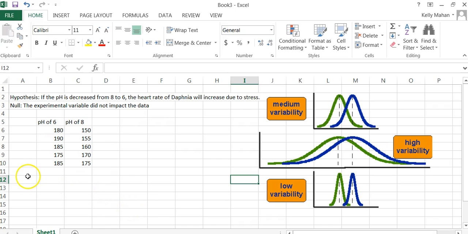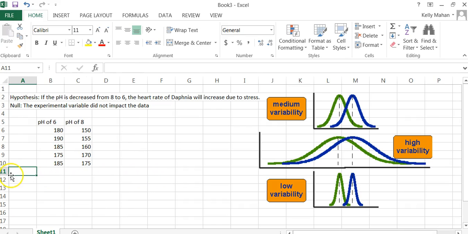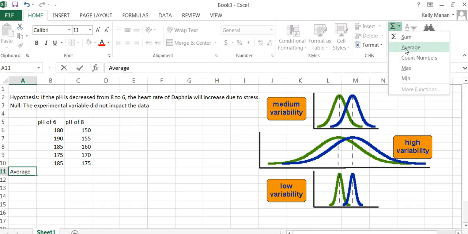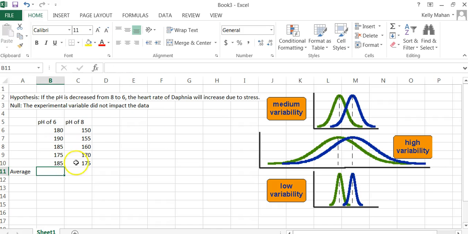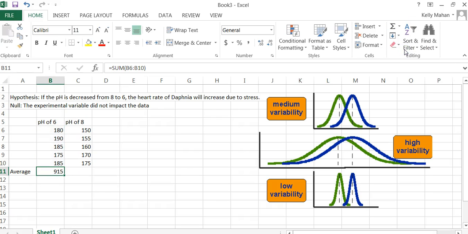So the first thing that you want to do whenever you're doing a statistical analysis is get your average. There's two different ways that you can get your average. The first way is to go up here to the function key. Now this function key, if you look at it, is going to give you all sorts of really interesting things that it can do for you quickly and easily. So I'm going to go ahead and go to my function key. Oh, that's not what I wanted to do. And I'm going to click average.